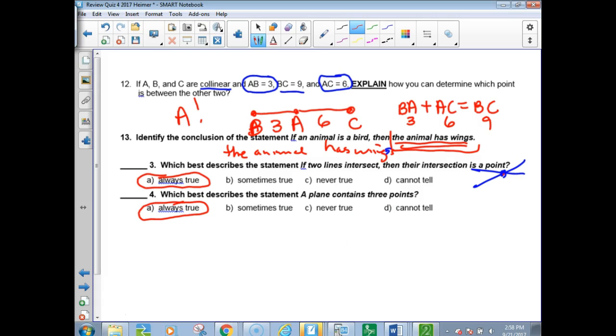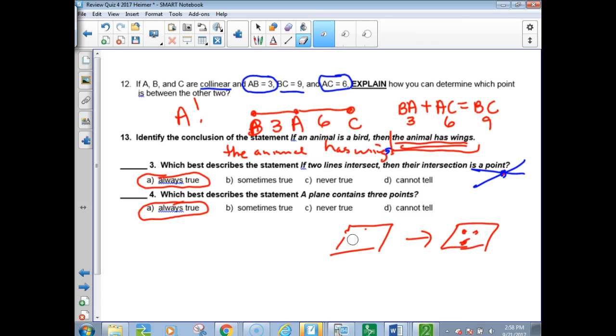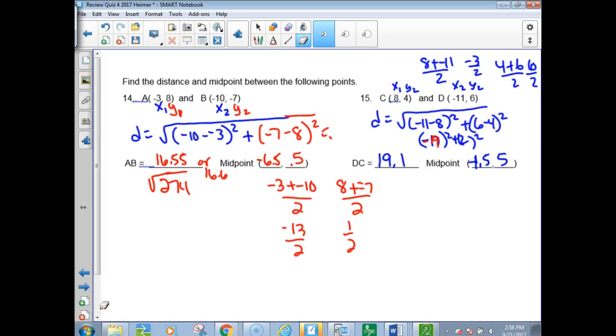And which best describes the statement, a plane contains 3 points. That would say, if you have a plane, then you have 3 points. That's how we even drew it out yesterday. It looked like that. If you have a plane, then you have 3 points. That was postulate 2.4, I think it was. But whatever, it's always true. I don't know why we did always. Now, the distance formula I'm concerned with and the midpoint.